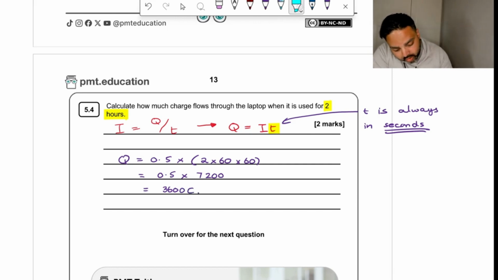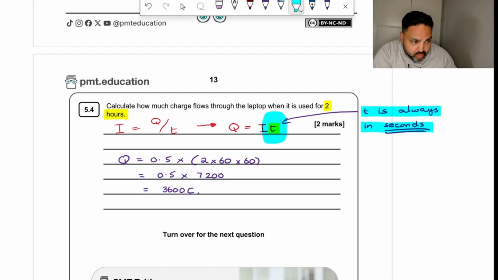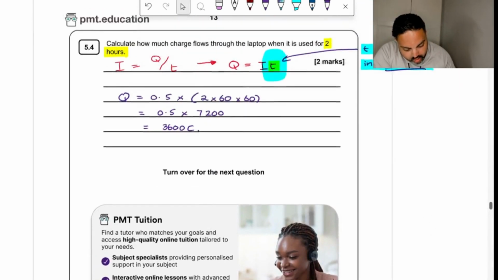Please, please, please don't make this mistake. It is a very, very simple mark to get in the exam. Time is always in seconds in physics, okay? Alright? So, boys and girls, I think that's the last part.